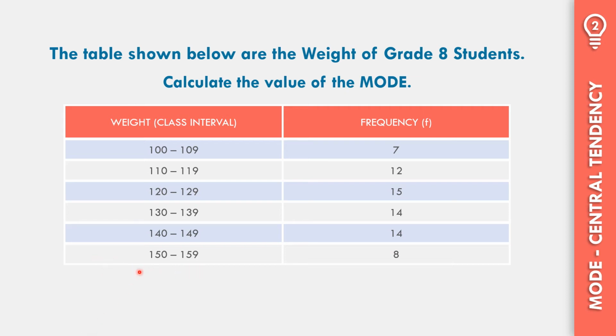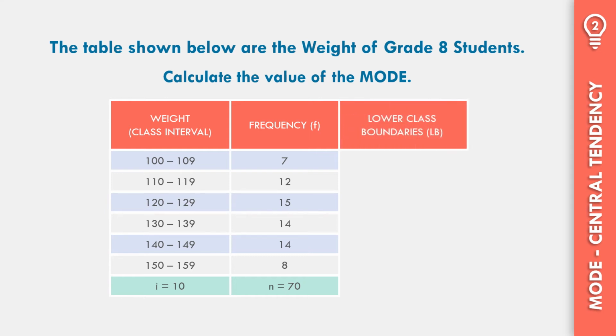Let us get the interval. So 159 minus 149, the interval is equal to 10. Or you may count from 110 to 119. It depends on you which row you will choose to count how many interval. From 100 to 109, so that is 100, 101, 102, 103, 104, 105, 106, 107, 108, 109. So the interval is equal to 10. To get the total frequency, let us add 7 plus 12 plus 15 plus 14 plus 14 plus 8. The answer is equal to 70. So the total frequency is equal to 70.